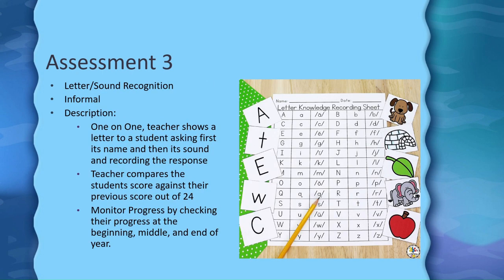Our third assessment is letter sound recognition. This one is more informal. On the right, I have an example of what it would look like within your classroom. So it's also a one-on-one. So the teacher would show a card like this, like let's say this capital A here, and they would ask the student its name. The child would then say the sound, and it would be marked correct. And you would go down through the chart with each letter and each of their sounds.